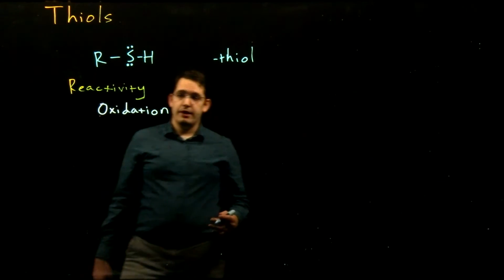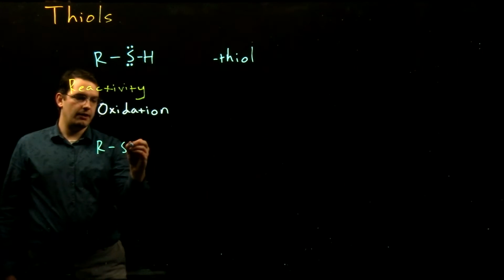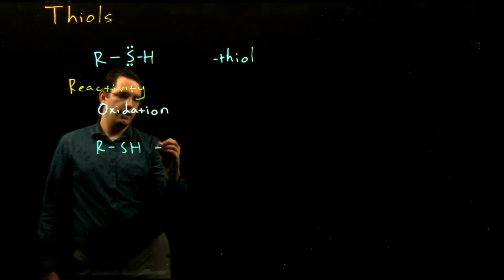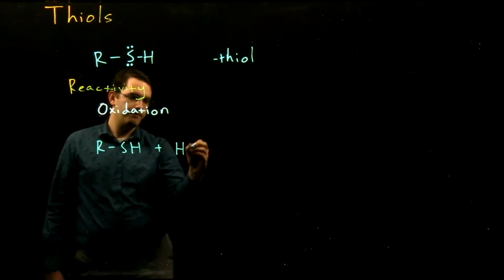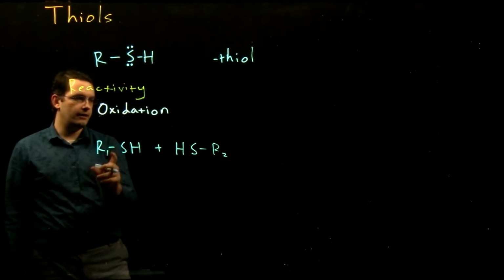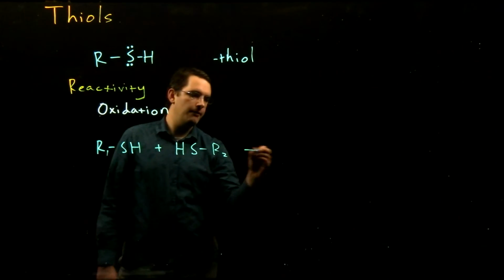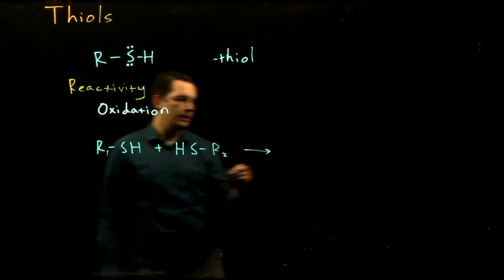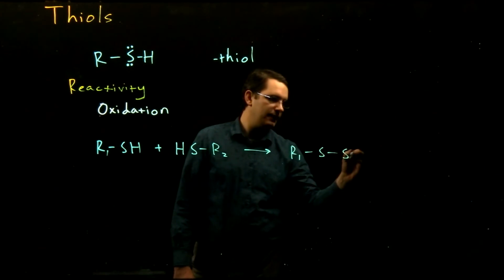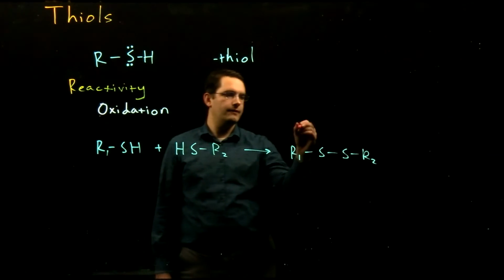Now there is one other interesting oxidation reaction that can happen with thiols, and this occurs when we have 2 thiols that are reacted together in an oxidation reaction. So we take our 2 thiols, I'll use indicators here to indicate that these could be 2 different carbon chains, and if we react these together under oxidizing conditions, we can actually link these 2 thiols together and form what we call a disulfide.